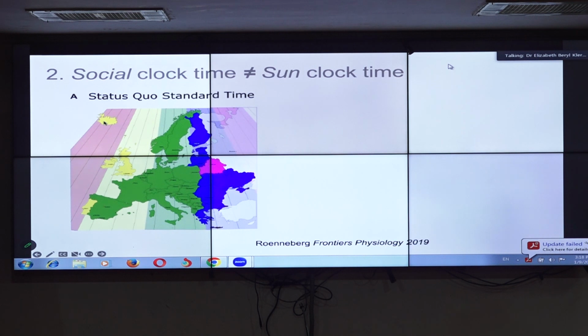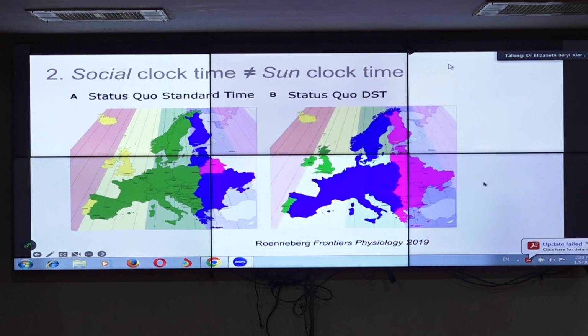And this is Iceland, I believe. Iceland is also in the wrong time zone. And it gets even worse when you're in daylight saving time, because daylight saving time is like moving the clock time one time zone to the east without moving the sun time.